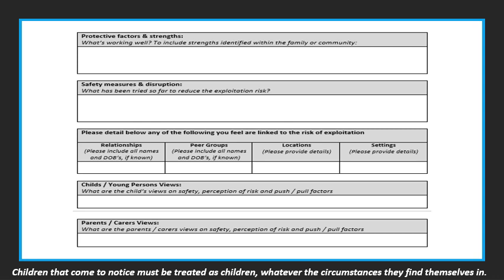You will notice that you're asked to list any relationships, peer groups, locations or settings that you think may be linked to exploitation risk. And again, give as much detail as possible here, because this will enable professionals to create a safety plan and consider any immediate actions needed to increase the child's safety.